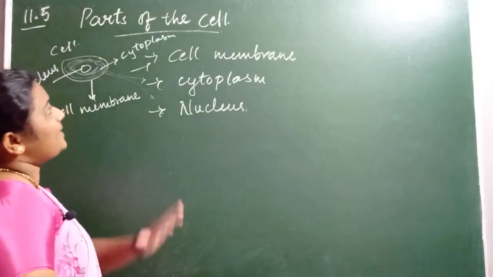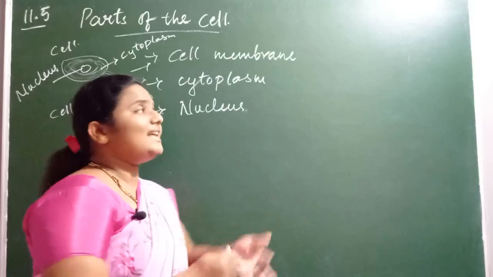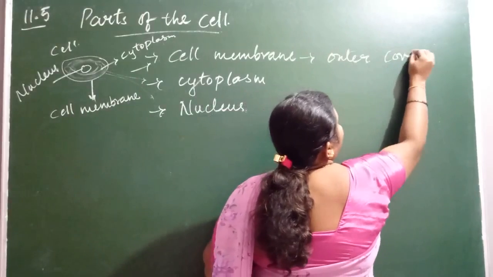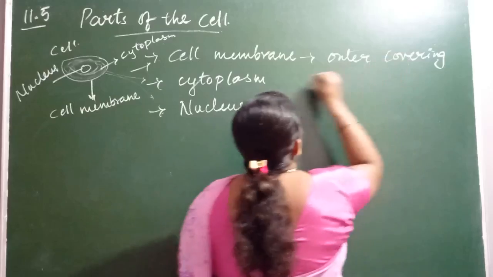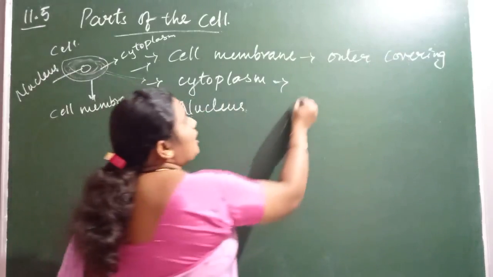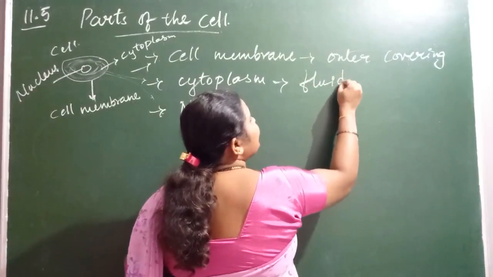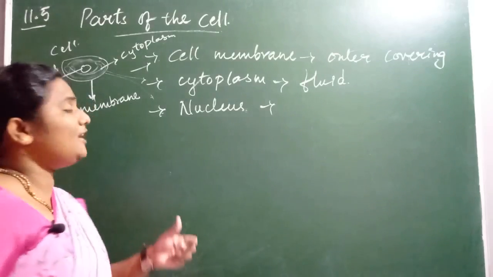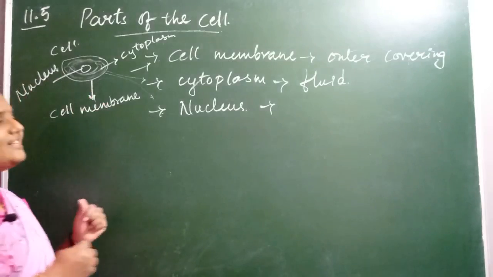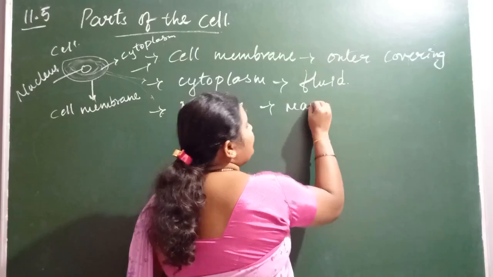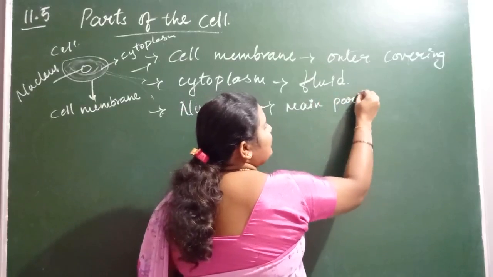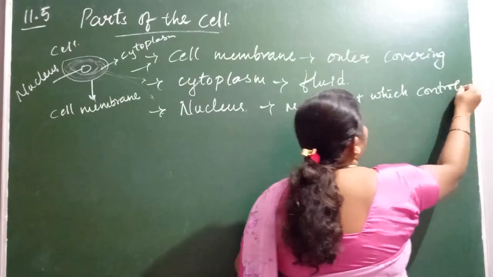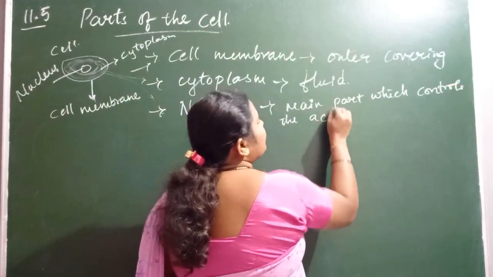The three main things which are present in a cell are cell membrane. Cell membrane means the outer covering of a cell. Cytoplasm means fluid or jelly-like substance. Then nucleus. It is one main thing in order to control the activity of a cell. Main part of a cell which controls the activities of cell.